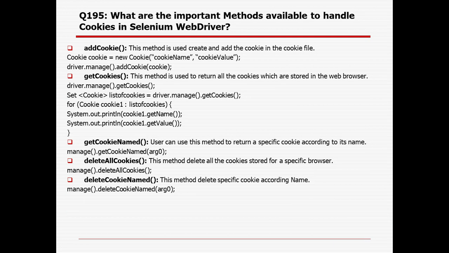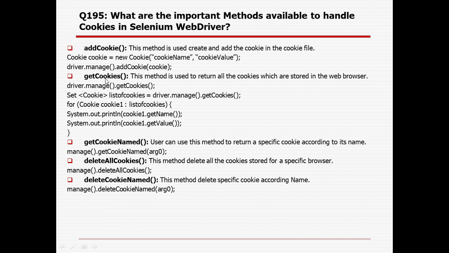What are the important methods available to handle cookies in Selenium WebDriver? There are a lot of important methods available. First, you need to add the cookies through the addCookie method. This method is used to create and add cookies in the cookie file. You need to create an object for the Cookie class, new Cookie, with the cookie name and cookie value provided here. Then driver.manage().addCookie, using that particular cookie object. So the cookie will be added to your browser.